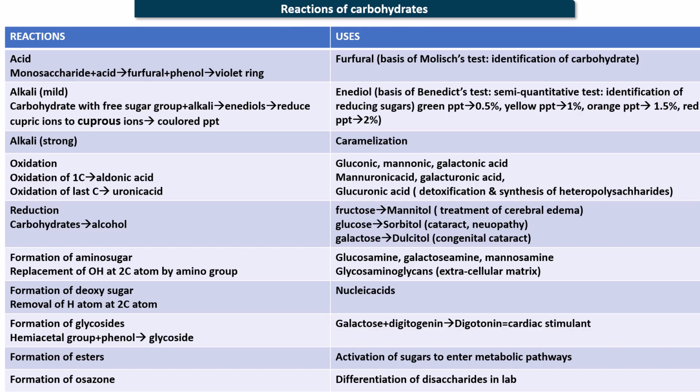Next is alkali. When carbohydrates with a free sugar group react with mild alkali, they form enediols, and these enediols are powerful reducing agents. They reduce cupric ions to cuprous ions, forming a colored precipitate. This is the basis of Benedict's test.